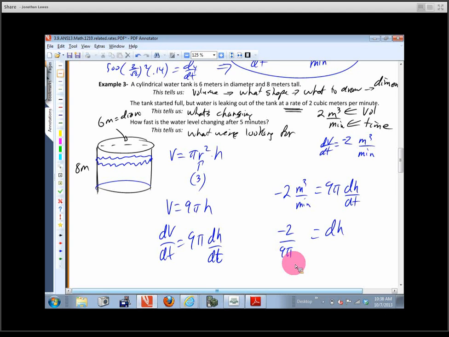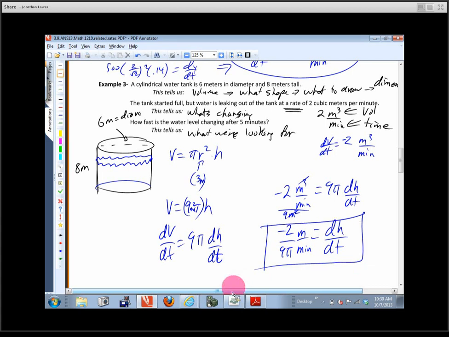And let's see, what are the units? Rate of change of the height with respect to time should be meters cubed? No. Meters squared? Just meters. Meters per minute. Do you catch where they went? This right here, that's 3 meters squared, so this is really 9 square meters. When we divided by 9 meters squared, that's going to cancel with one of those. So we end up with negative 2 over 9 pi meters per minute.